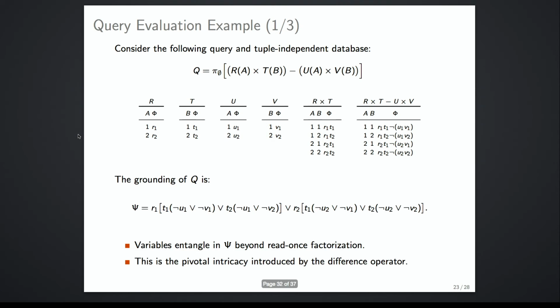If you look at this grounding, this propositional formula, then regardless of how you try to massage it, you cannot get a read-once formula. And in fact, if you look at the graph of the formula, it has a P4, a path of length 4, which is a proof that in fact it cannot be read-once. So what can we do?